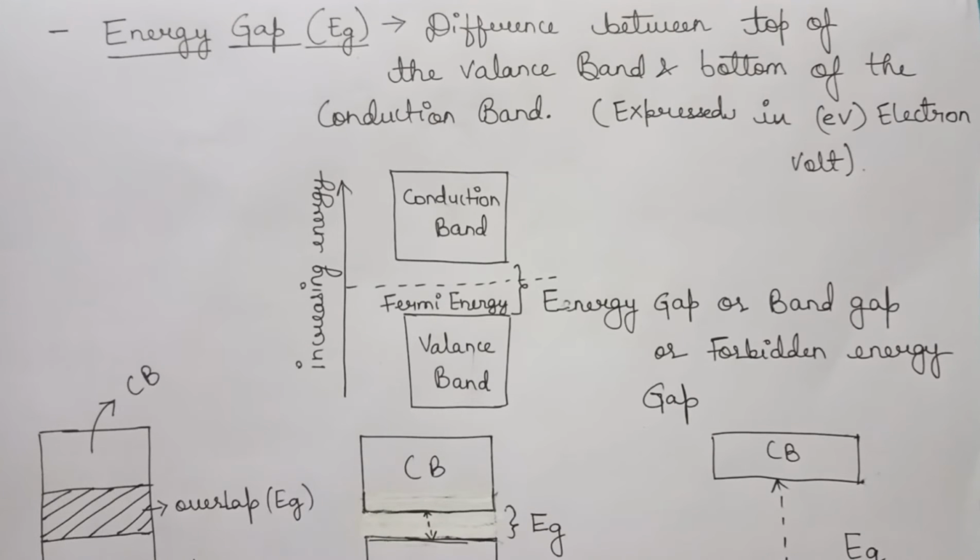The next term is energy gap. It is represented as Eg. The difference between the top of the valence band and the bottom of the conduction band is known as the energy gap. It is expressed in electron volts.